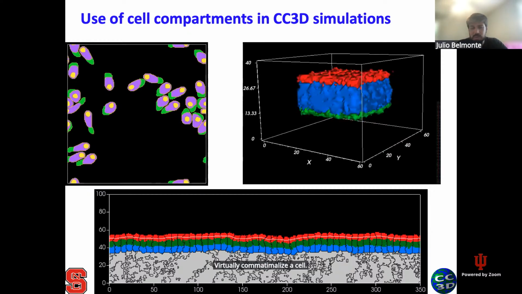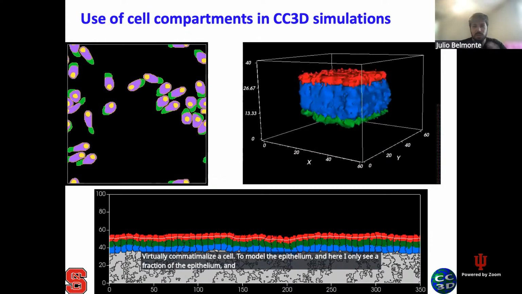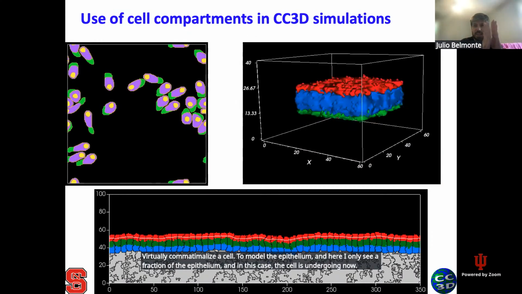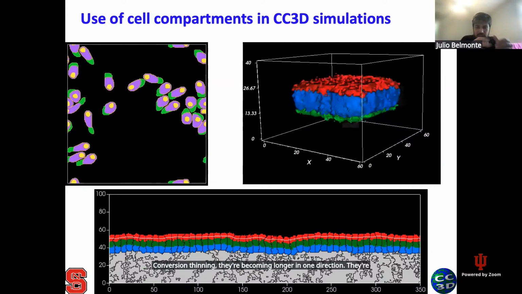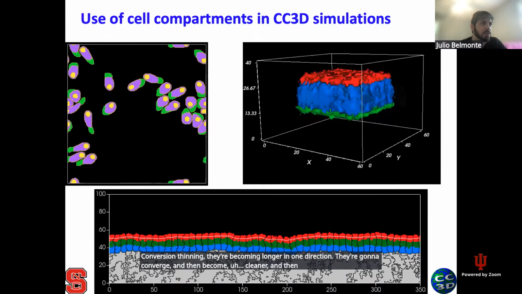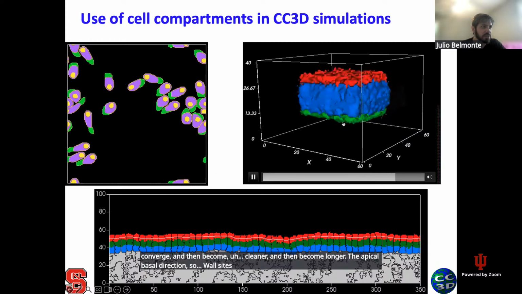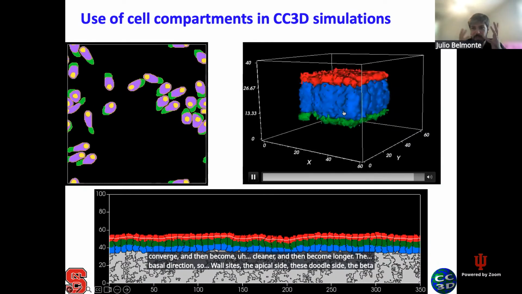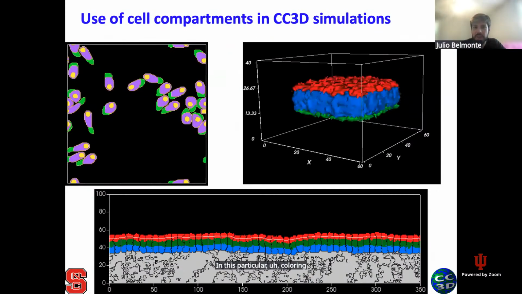Here on the right is just a three-dimensional version of a functionally compartmentalized cell to model the epithelium. Here I only see a fraction of the epithelium, and in this case, the cells are undergoing convergent thinning. They're becoming longer in one direction. They're going to converge and then become thinner and then become longer in the apical-basal direction. So one side is the apical side, the other side is the basal side, and the blue one, in this particular coloring scheme, is the core center of the cell.